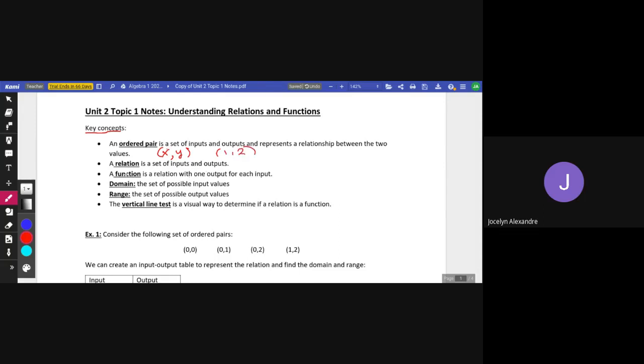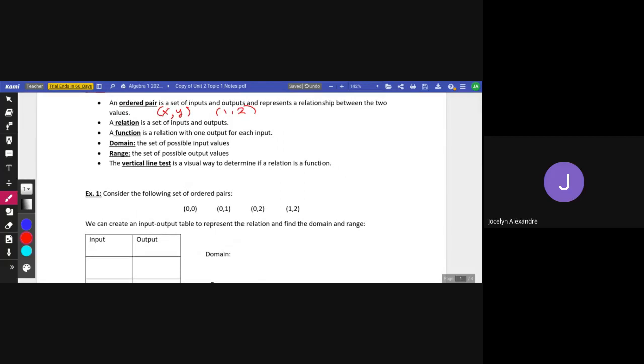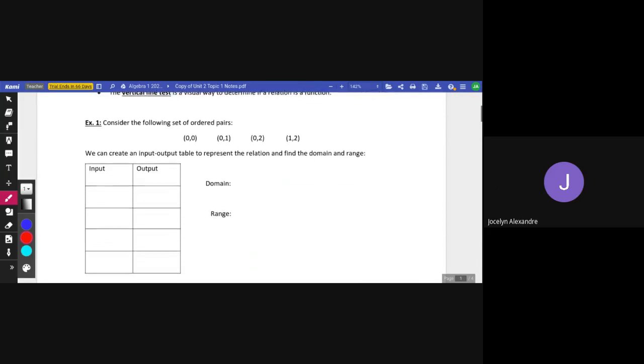A relation is just a set of inputs and outputs. A function is a specific type of relation that has one output for each input. The domain is the set of possible input values. The range is the set of possible output values. And then we have the vertical line test, which is a visual way to determine if a relation is a function. All of these words, we're going to cover in each of the examples in the notes. So let's start with example 1.